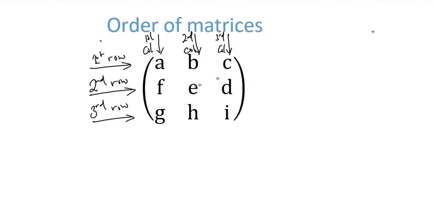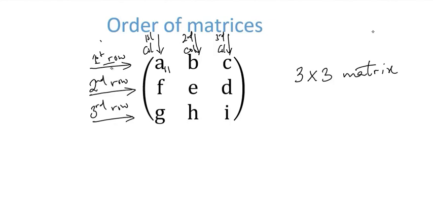So, once a matrix has 3 rows and 3 columns, it's called a 3 by 3 matrix. Okay? Now the first row here, first column here. This one is called first row, first column.